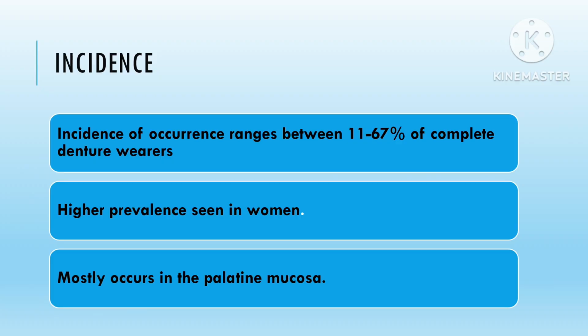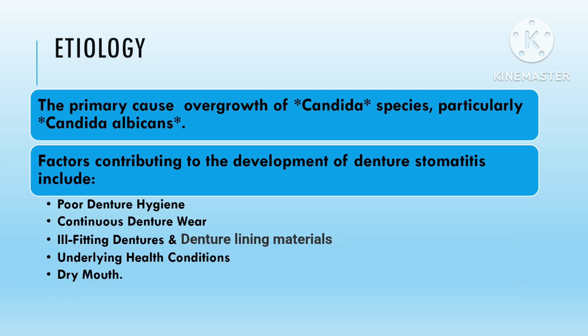The incidence of denture stomatitis is as high as 70% of the people who wear dentures, and it has a higher prevalence in women. Most of the affected patients are usually asymptomatic, and the condition mostly occurs in the palatine mucosa, as we have already discussed. Now let's talk about the etiology of denture stomatitis.